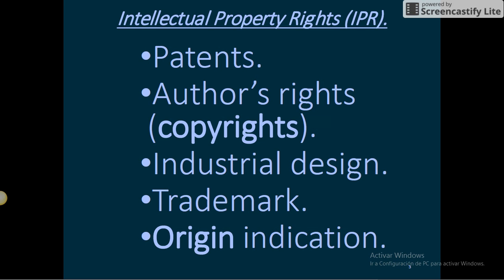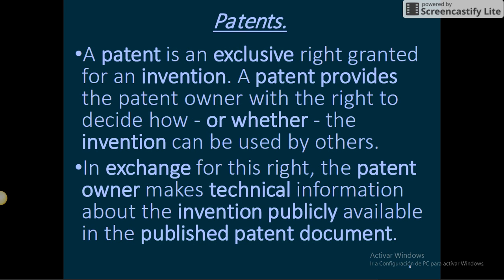Intellectual property rights, IP: patents, authors' rights, copyrights, industrial design, trademark, origin indication. Patents. A patent is an exclusive right granted for an invention. A patent provides the patent owner with the right to decide how or whether the invention can be used by others. In exchange for this right, the patent owner makes technical information about the invention publicly available in the published patent document.